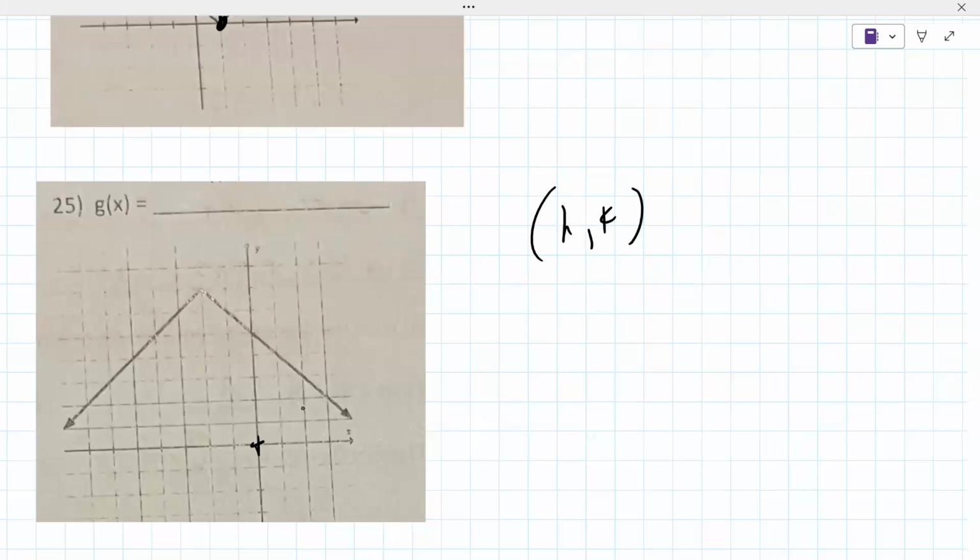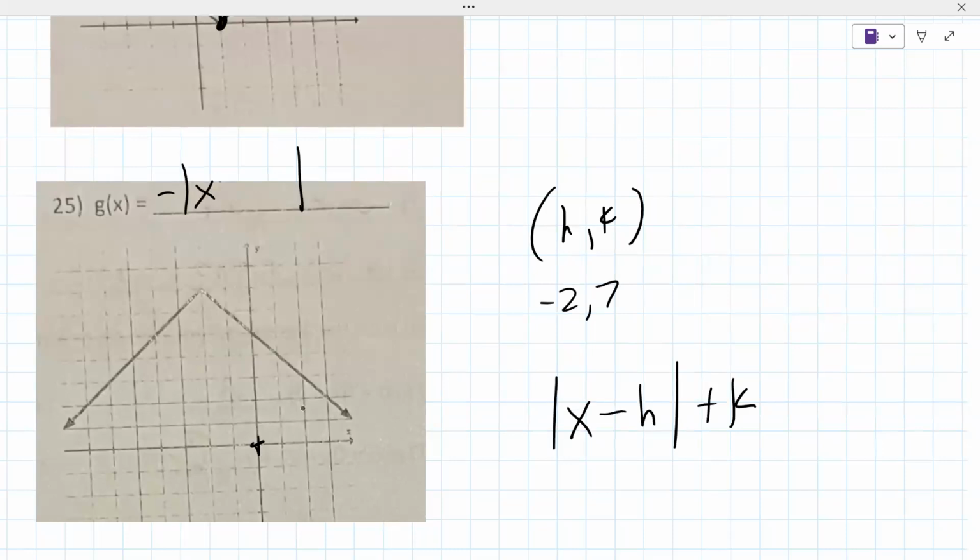Negative absolute value of x minus 2 plus 7. So your H is definitely negative 2 and K is 7, but how does that affect what goes inside there? Remember, it's minus H. So if H is negative, what does that become inside the absolute value there? Oh, plus 2. Yeah. And then plus 7. And then it's down 1, right 1, so you're good. If it wasn't, you would just change the number out here, but so far we haven't had any like that.